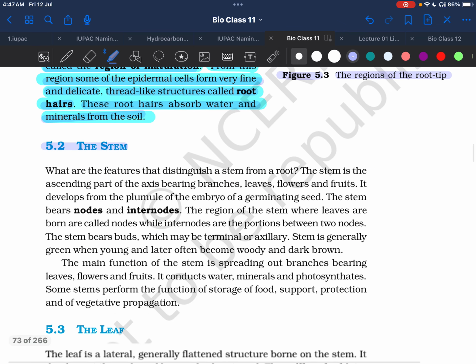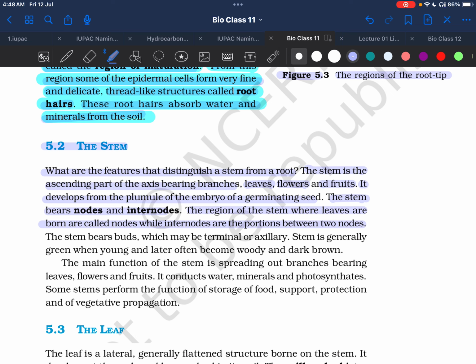5.2 The stem. What are the features that distinguish a stem from a root? The stem is the ascending part of the axis bearing branches, leaves, flowers, and fruits. It develops from the plumule of the embryo of a germinating seed. The stem bears nodes and internodes. The region of the stem where leaves are borne is called the node, while internodes are the portion between two nodes.